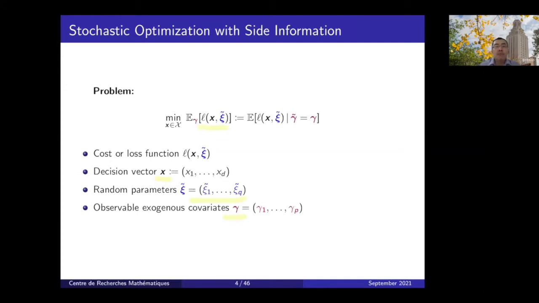So this captures the fact that most decisions in the real world are not made in isolation, but rather are influenced by external factors, which are observable to the decision maker at the time he makes the decision. So given the side information, the decision maker's problem is to determine the optimal decision x that minimizes this conditional expected cost. So you are conditioning on the given side information.